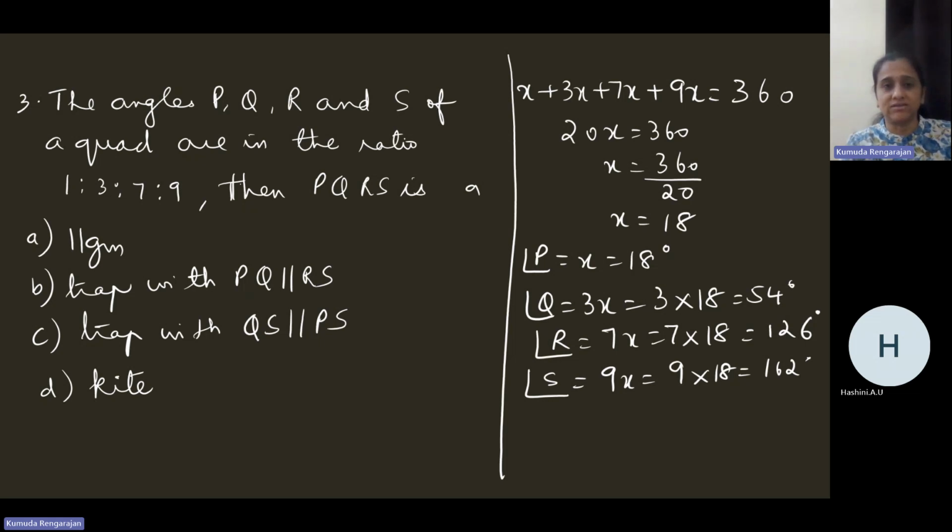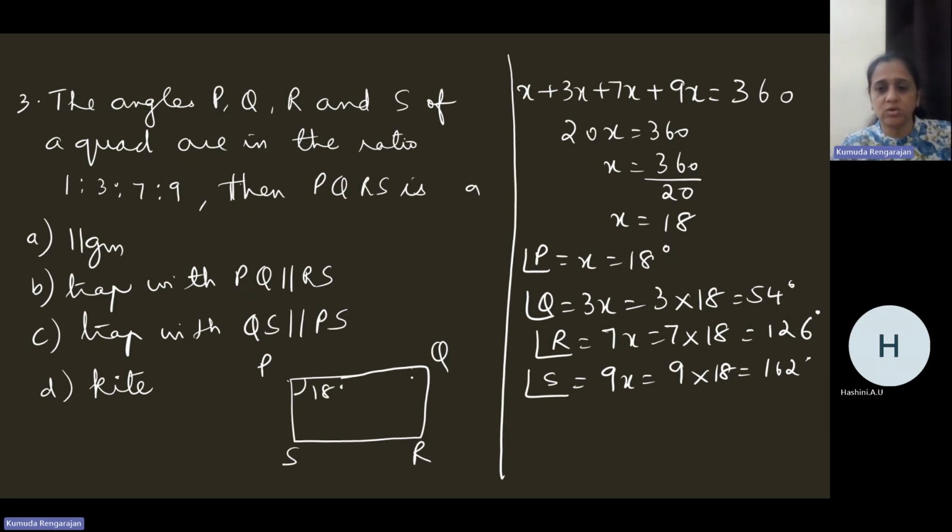Then can it be a kite? In a kite, one pair of opposite angles will be equal. So here we don't find any two angles equal, so it's not a kite. So it has to be B or C. Just fill this information P, Q, R, S. Don't draw trapezium, just draw like this. P is 18 degrees, Q is 54 degrees, R is 126 degrees, and S is 162 degrees.